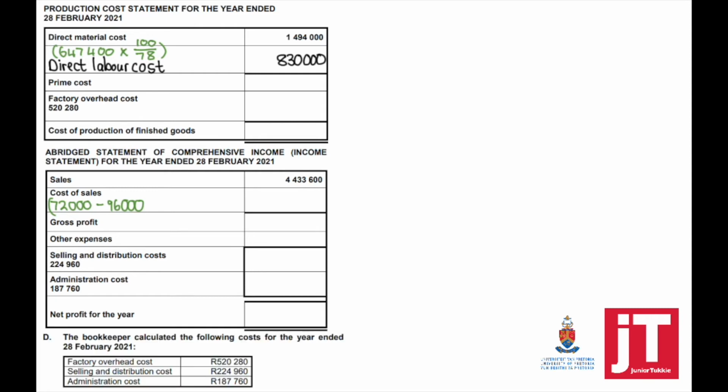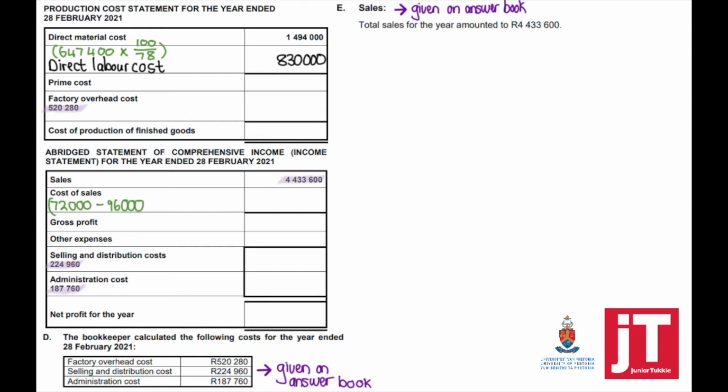direct labor cost. Information D, the bookkeeper calculated the following costs for the year ended 28 February: the factory overhead cost, selling and distribution cost, and the administration cost. All these figures are given to you on the answer booklet. Number E, sales. The total sales for the year amounted to 4,433,600. Again, that was given to you on the answer booklet, so you don't need to do anything with that.